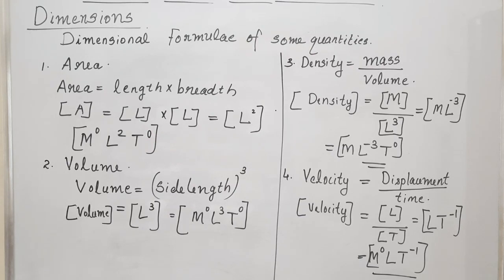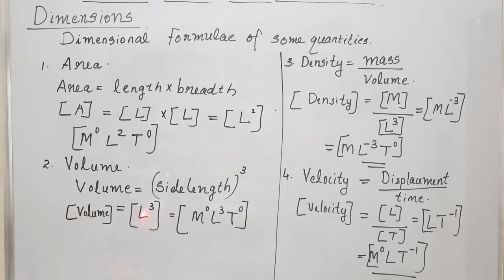Now second one, physical quantity is volume. So what is volume? Volume of a cube is side length cube. So dimensional expression of volume is equal to L cube, because side length cube, so length cube. As I said earlier, it can be written as M raised to 0, L cube, T raised to 0. It means that volume has dimensions 0 in M, that means mass, 3 in length and 0 in time.